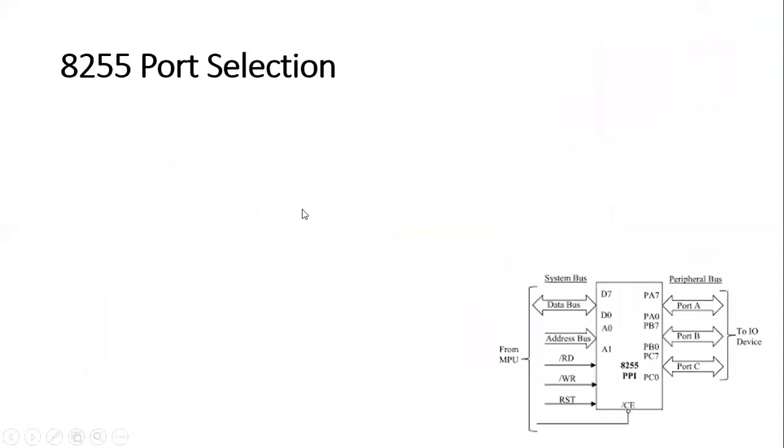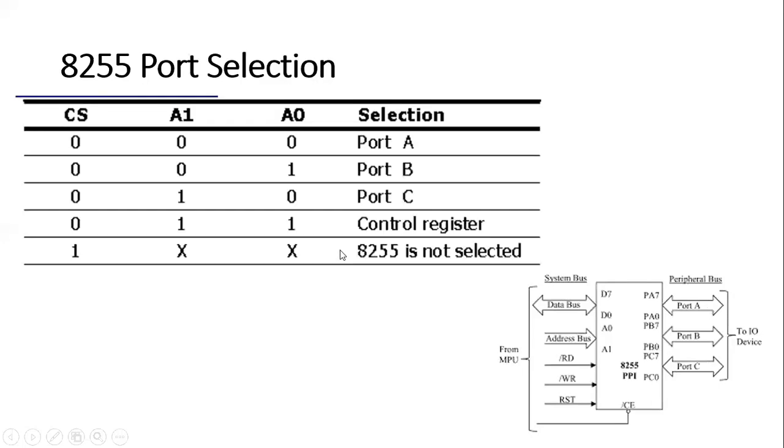Then, in order to select the ports, we have to use specific control words here. So let's see how to select the ports. You can see that there are three ports: port A, port B, and port C. To select the ports, we use the address pins A0 and A1, and there is also another pin called CS, which is the chip select.